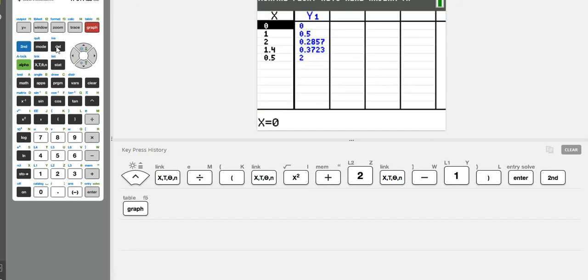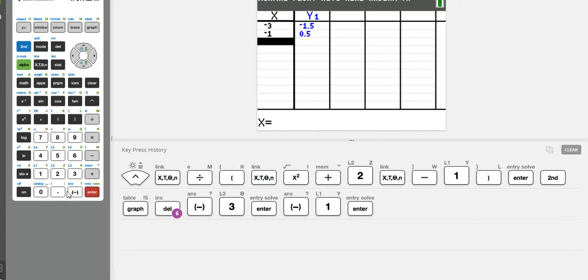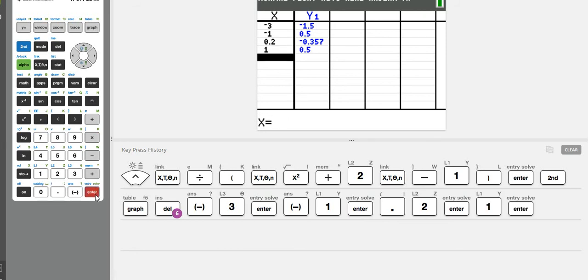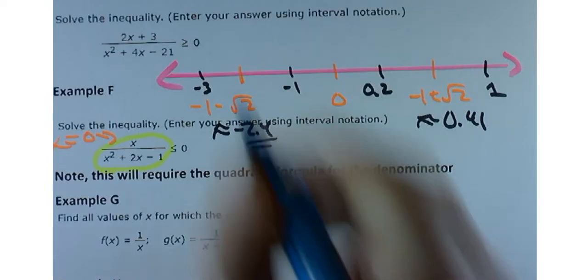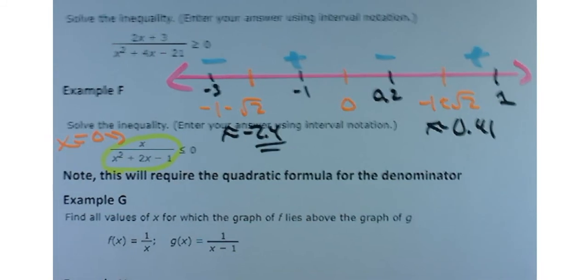Second table, let's delete all these old values and plug in our test points. Negative 3, negative 1, 0.2, and 1. Negative, positive, negative, positive. All right. So let's mark those down on our little graph here. Negative, positive, negative, positive. Which interval or intervals do I want?